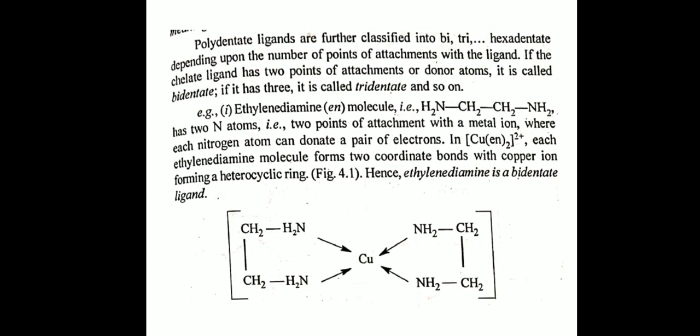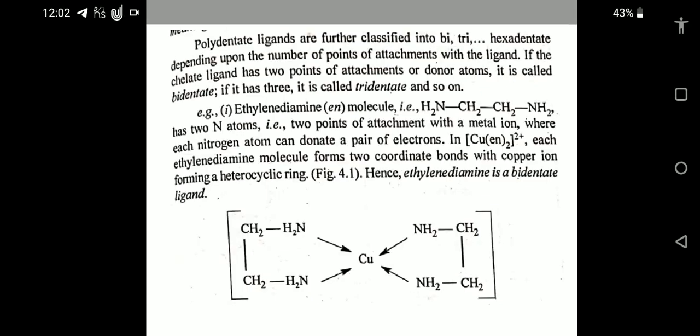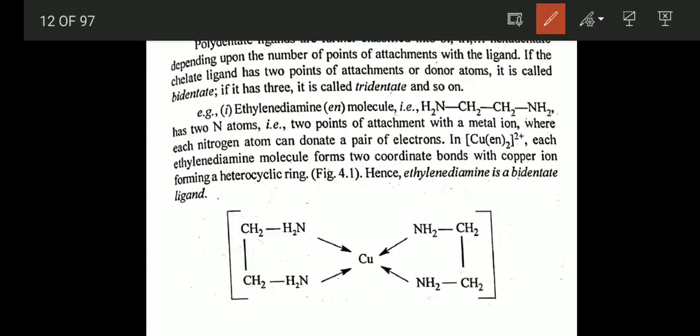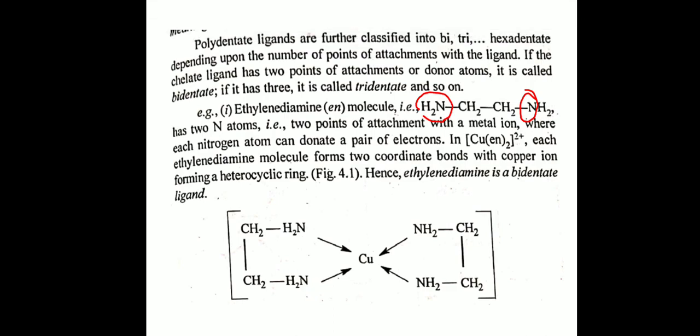So let's take the example of these types of ligands. Now, the ethylenediamine, that is the en molecule, has 2 nitrogen atoms, 2 points of attachment. If you see this structure, NH2, CH2, CH2, NH2, it has 2 nitrogen atoms. One is here and one is here, so I will show you. So one nitrogen is this one and one nitrogen is this one. So there are 2 points of attachment with the central metal atom. Each nitrogen atom can donate a pair of electrons. So this is an example of a bidentate ligand, because there are 2 donor atoms here. If you see the second example, en is attached to the central metal atom, that is copper. Each ethylenediamine molecule forms 2 coordinate bonds with the copper ion, forming a heterocyclic ring. Hence ethylenediamine is a bidentate ligand because it has 2 donor atoms.